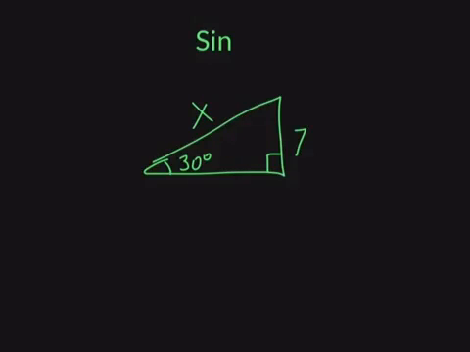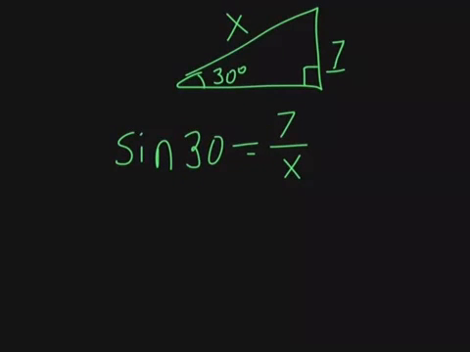To find x, it's going to be sine of 30. Whenever you're going to find something, it's sine of whatever angle is given, equal to opposite over hypotenuse. The opposite we are given is 7, over the hypotenuse, which is given as x. So to find x, let's first multiply both sides by x. It's going to be x times sine of 30 is equal to 7.